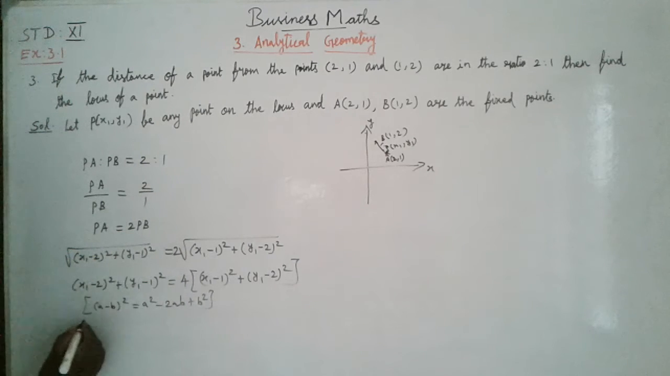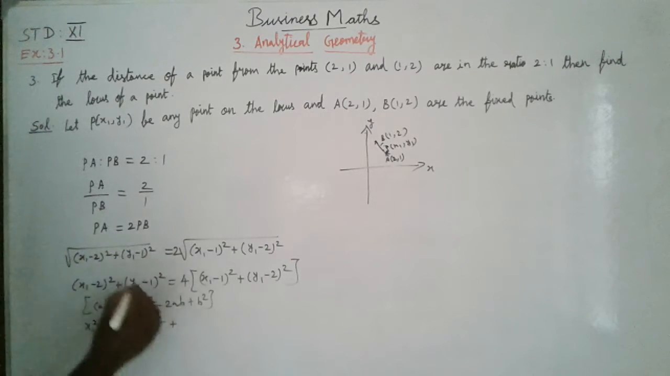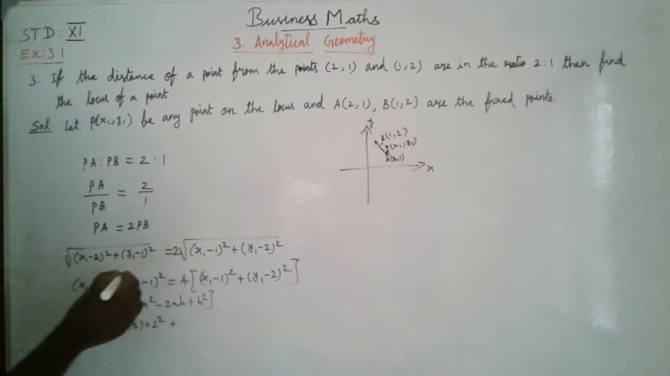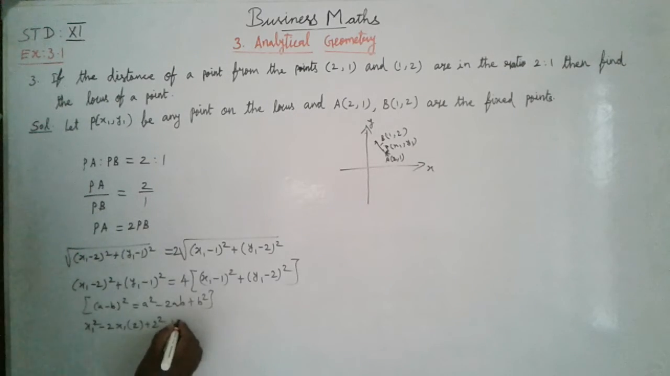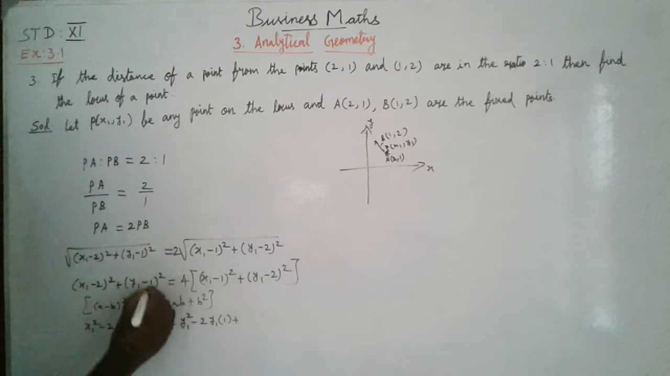(a minus b) whole square. Here a is x1, b is 2. So x1 square, a square, minus 2ab, 2 into x1 into 2, plus b square, 2 square, plus the same formula we should use here. a is y1, b is 1. So y1 square minus 2 into y1 into 1, plus b square, 1 square.